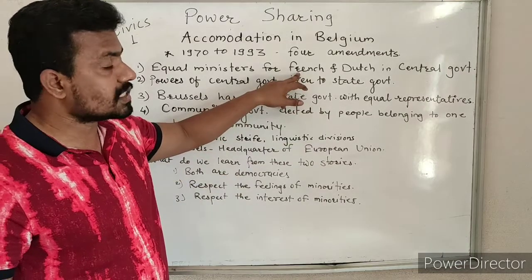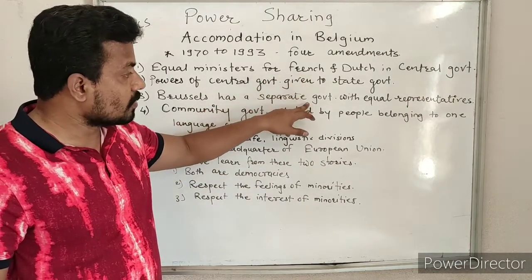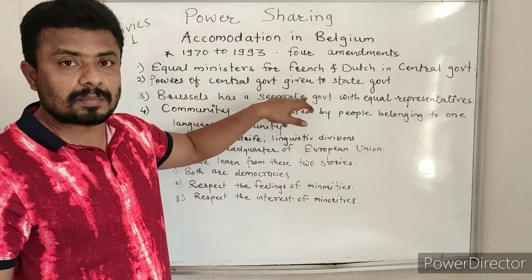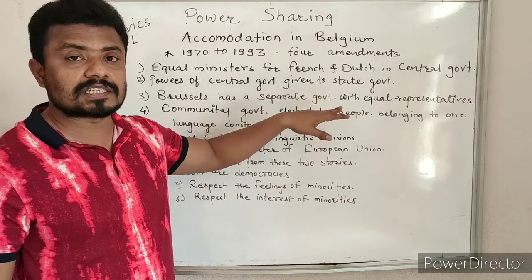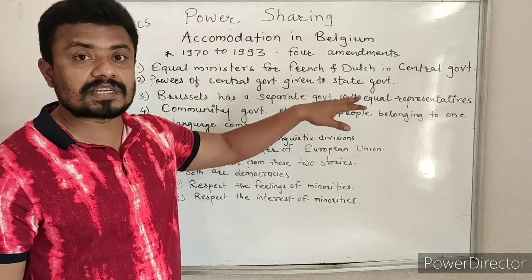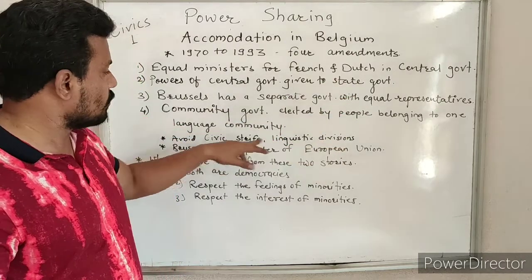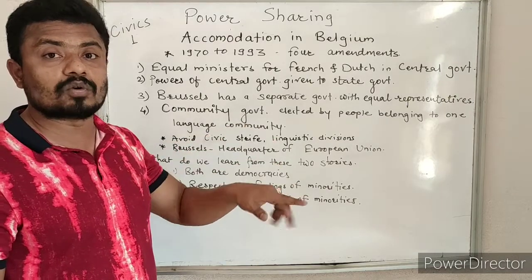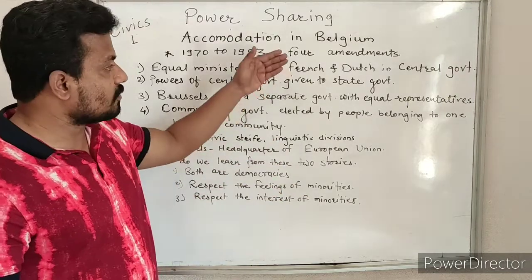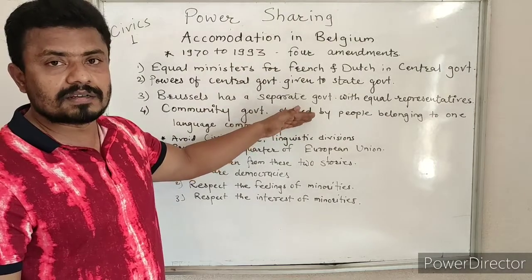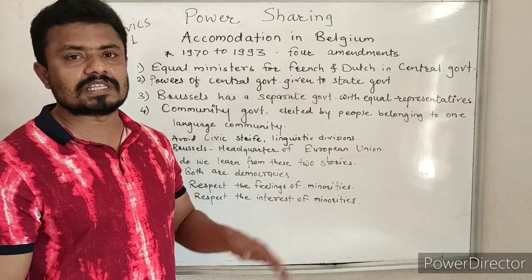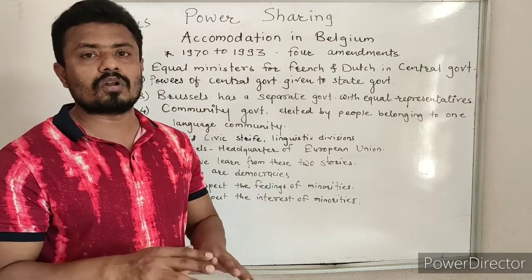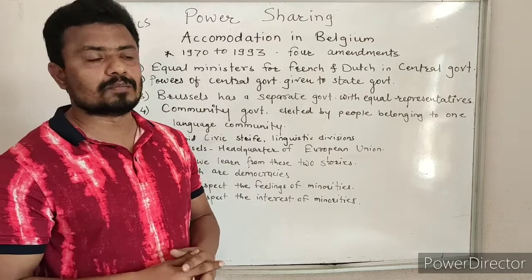There is equal representation in the central government. There is equal representation in their capital city also. Equal representation at the level of state. In that same way, there is equal representation for both the communities in the community local government also. So these are the 4 major changes they made in their constitution, and through these changes they tried to solve the problem of ethnic composition.